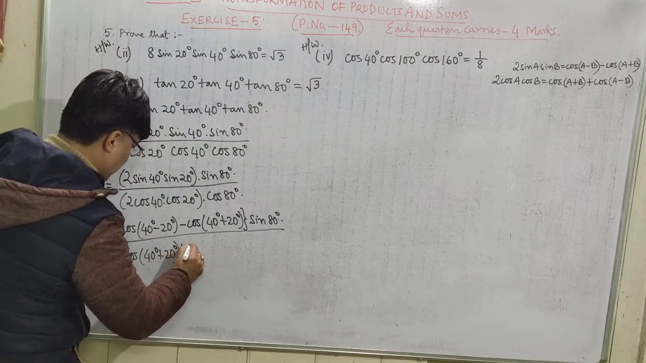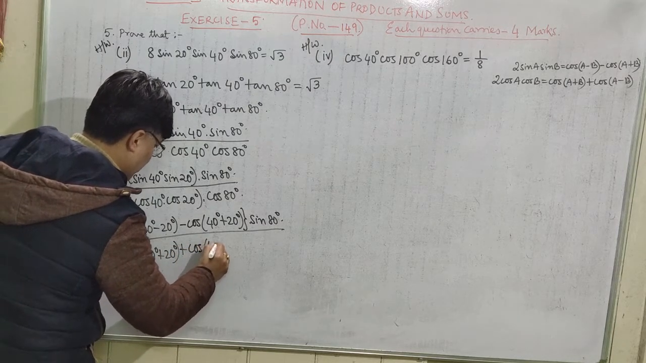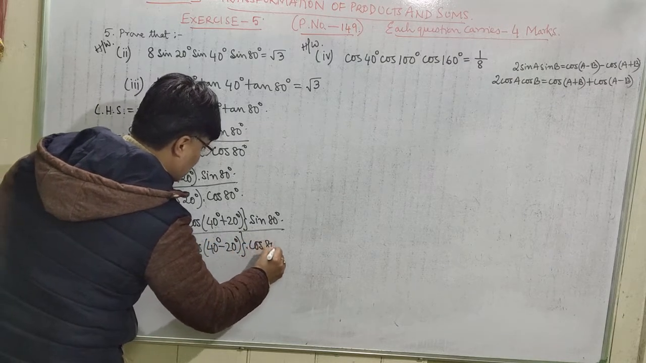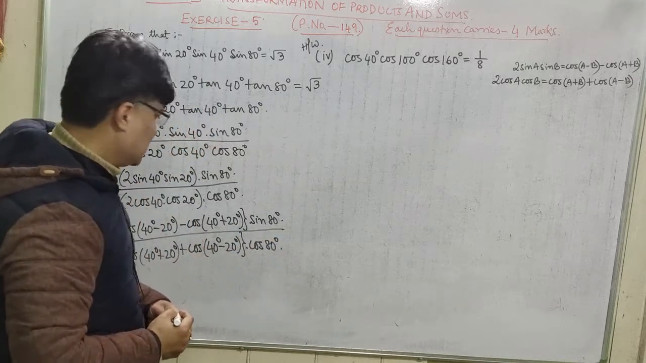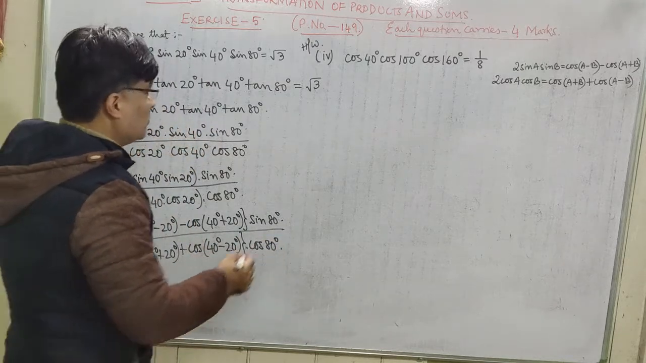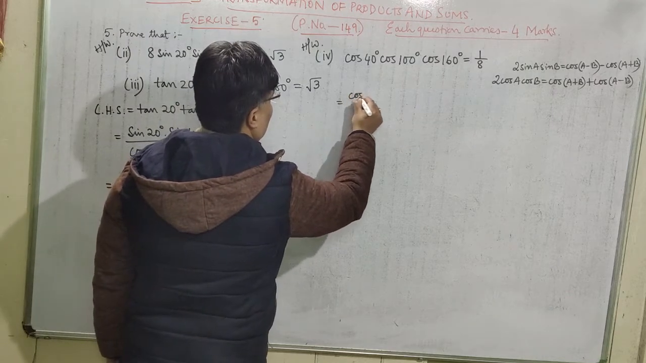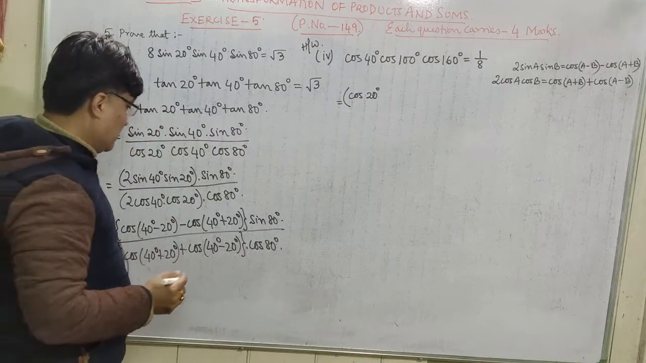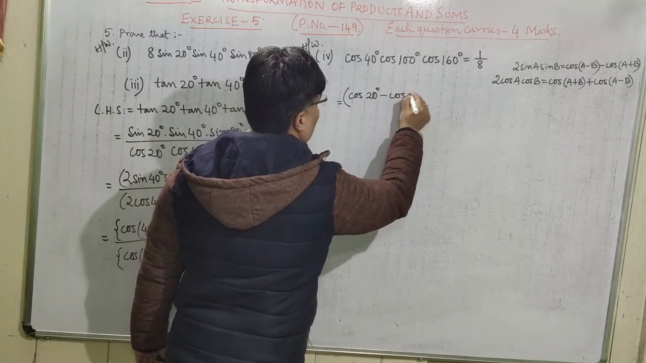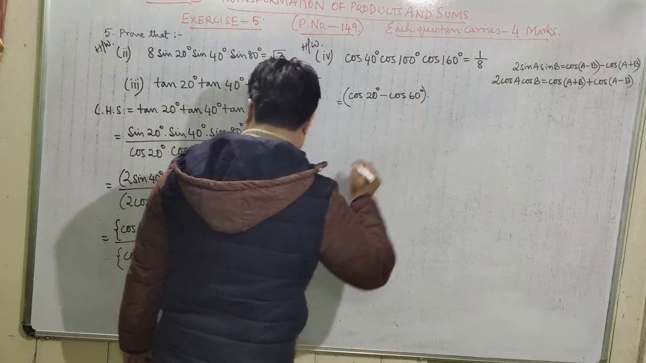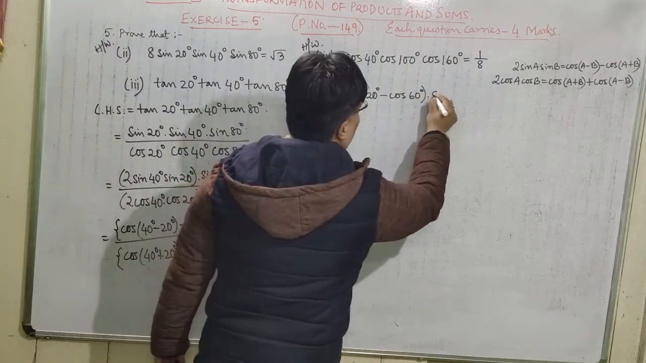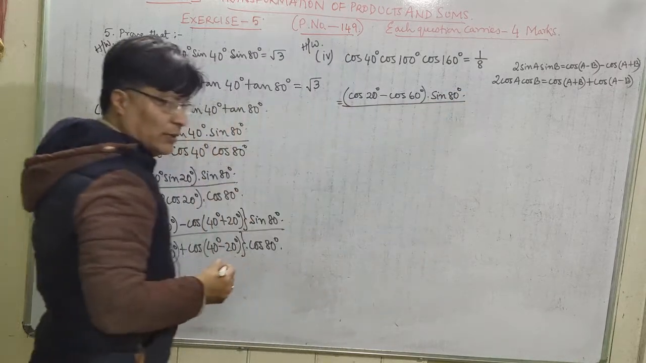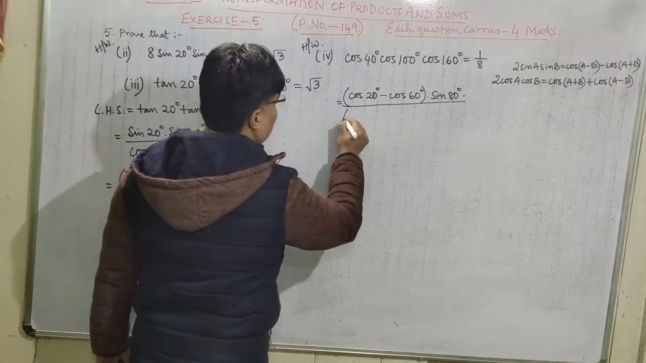This is cos(a plus b) plus cos(a minus b), that is 40 minus 20. Then outside the bracket there is cos 80 degree. Is that clear? So let us simplify it now. The numerator will be cos 40 minus 20, which is 20. Cos 20 degree minus cos 60 degree into sine 80 degree, whole divided by, in the denominator also, we have cos 60 degree.